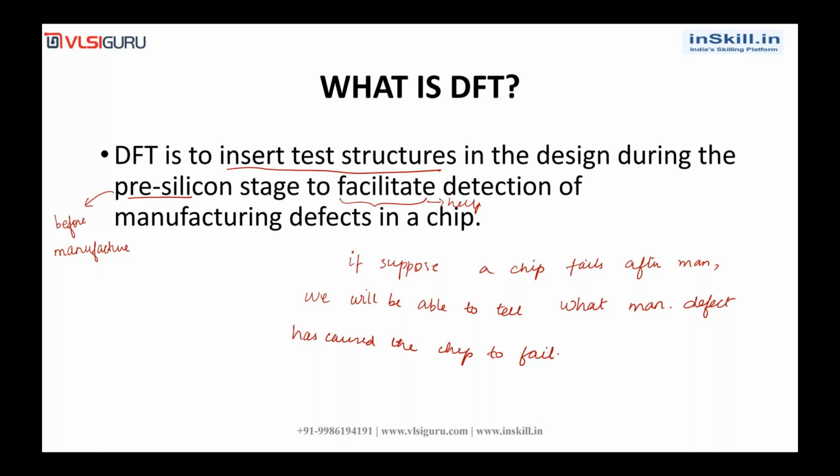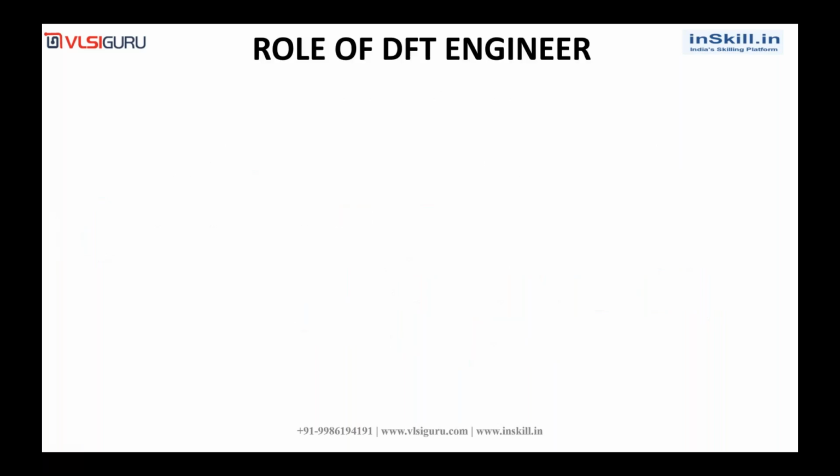In DFT, we will be inserting some test structures in the design, like scan insertion, scan compression, MBIST insertion. Like that, we'll be adding some test structures in the design during the pre-silicon stage, that is before manufacturing, to help in the detection of manufacturing defects in the chip. So if a chip fails after manufacturing, we will be able to tell what manufacturing defect has caused the chip to fail.